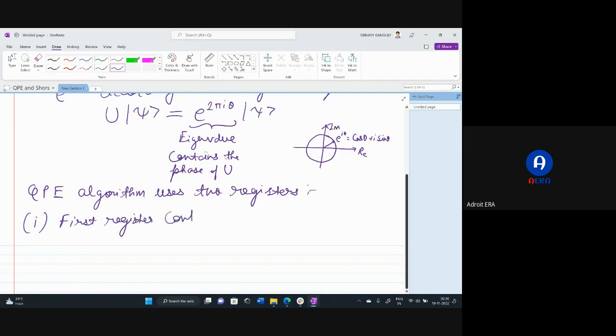The first register contains n qubits in state ket 0 tensored n. We choose this according to the number of digits of accuracy. Basically, this first register is chosen in such a way, according to our wish, for the estimation accuracy we require.